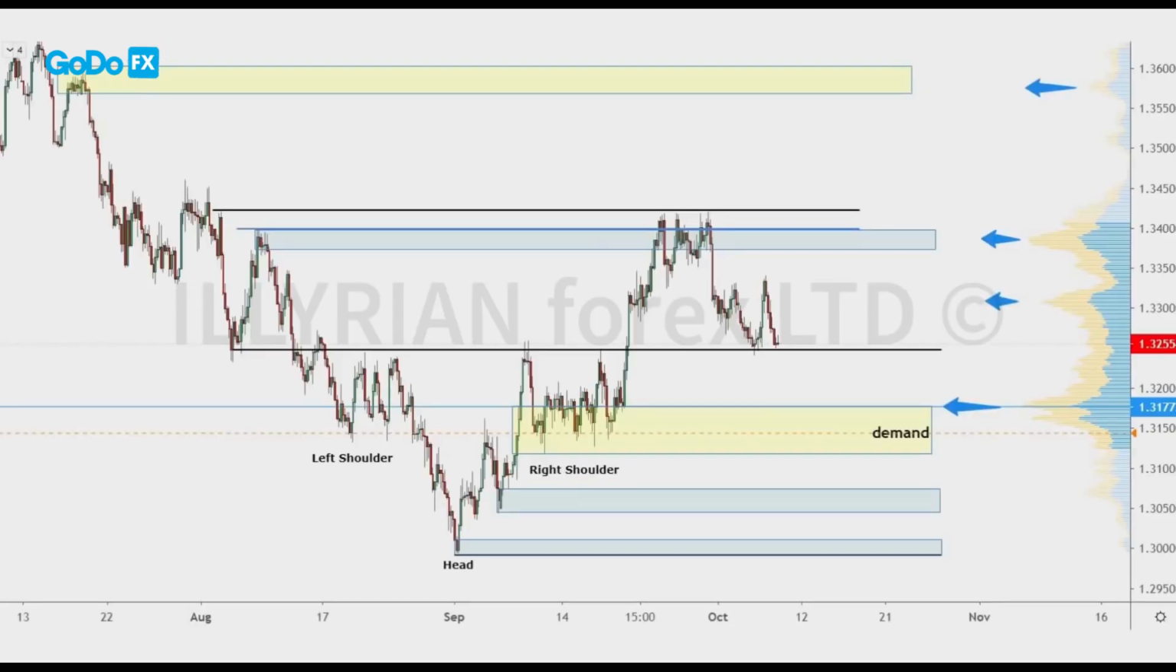Hello traders. In this video we are going to break down the US dollar Canadian dollar. We are watching closely this pair for the past 2 weeks. We see clearly a head and shoulder pattern. Price broke out and reached more than 60% of the potential target for this type of pattern.